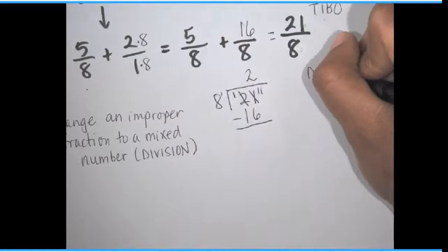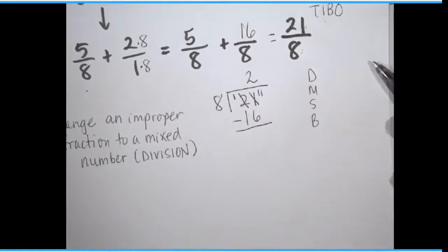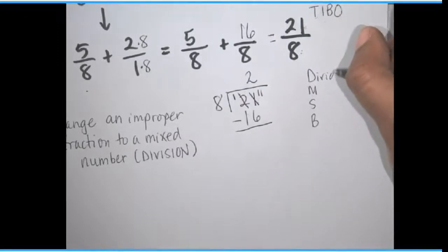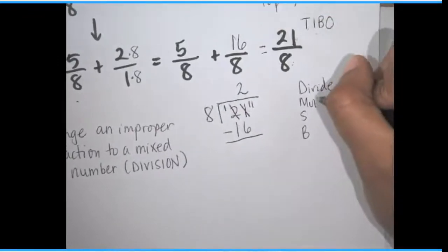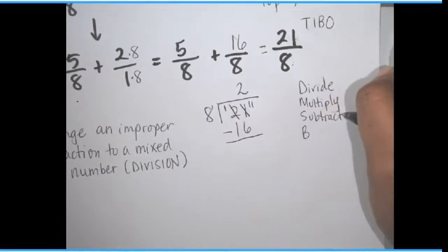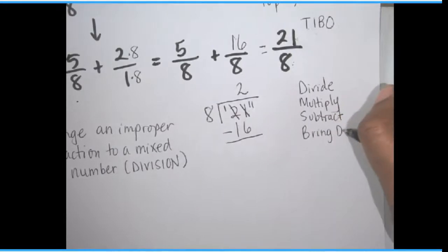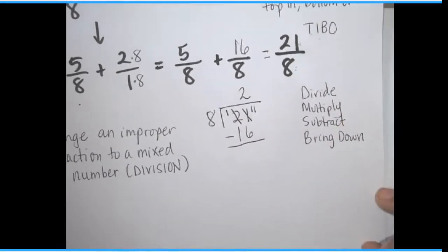It's, does McDonald's sell burgers? So DMSB. Okay, so that means, of course, we're going to divide, then we're going to multiply, and then we're going to subtract our numbers. And after we do our subtraction to get our remainder, if there's anything to bring down, then we bring it down. Okay, so let's walk through this real quick.